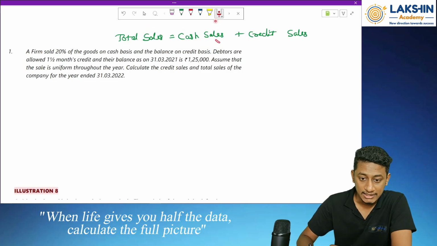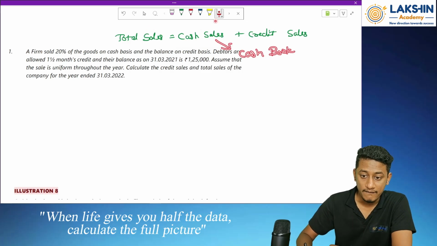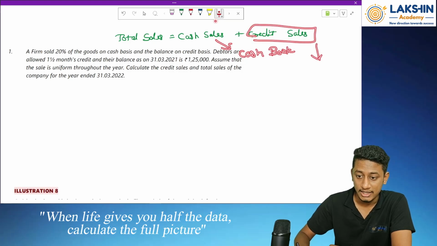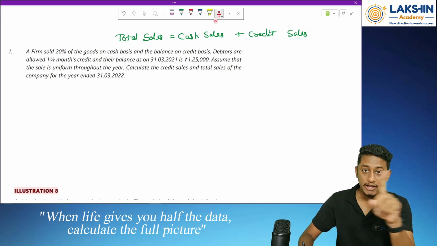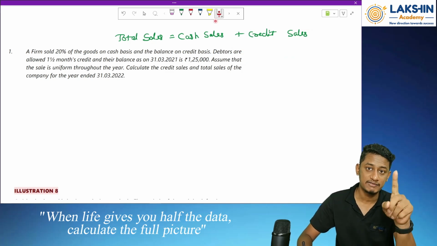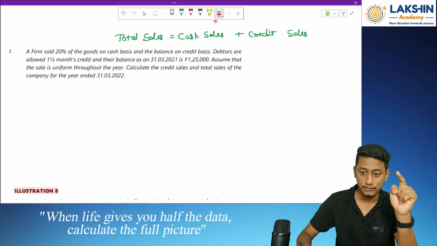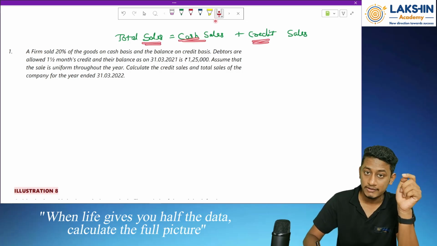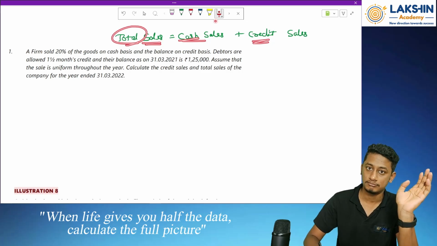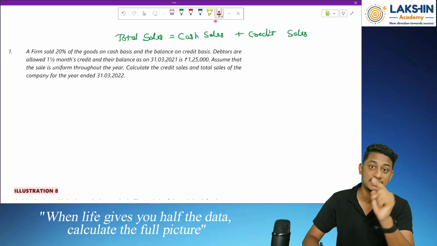Because see, cash sales goes to my cash book, whereas credit sales goes to my debtors account. Cash sales won't ever come in my debtors account. Only the credit sales will come into my debtors account. So always look at the terminologies whatever is given to you. If only sales is given, assume it to be total sales. Clear? Unless anything else is specified.